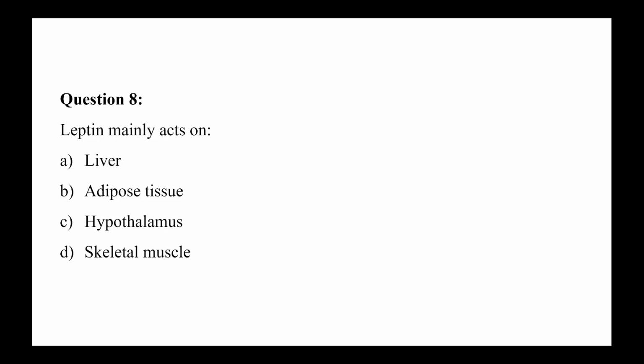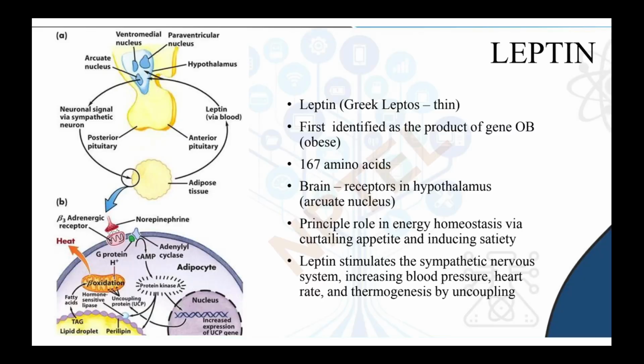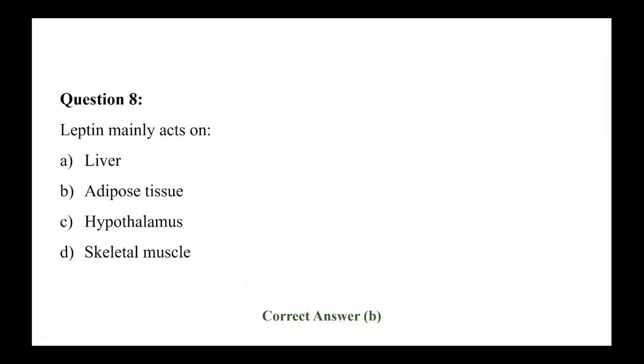You are saying option B adipose tissue. Actually, the correct answer is option C hypothalamus. Oh, wait, the correct answer would be option C, I think. I've made a typo here. So, leptin has receptors in hypothalamus. I'll correct this and upload the slides.